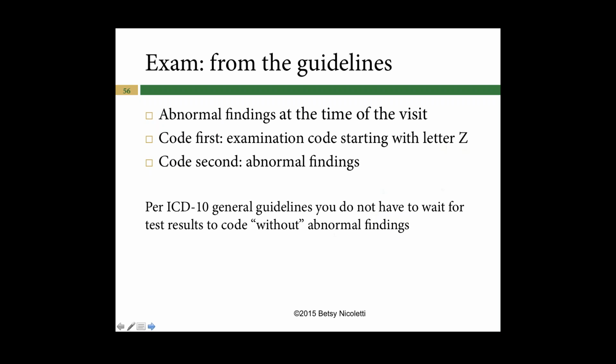The question, let me go back to that. The question then always comes up, what about pre-existing abnormal findings? What about that patient who's got non-healing ulcers, and you've treated that patient for their non-healing ulcers forever and ever? Do we count that as an abnormal finding, and should we use the with or without abnormal finding codes?